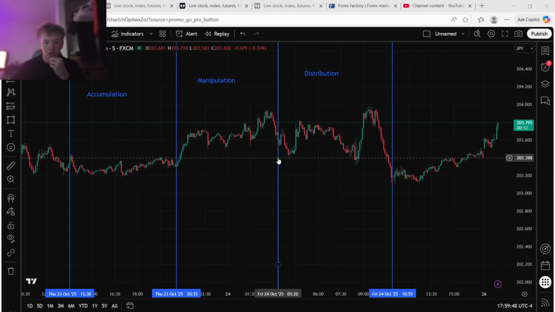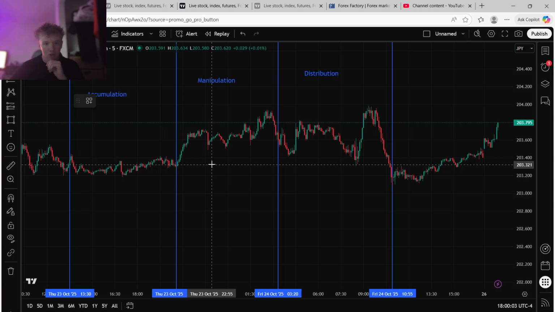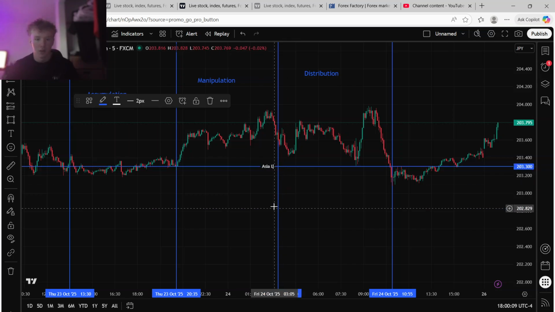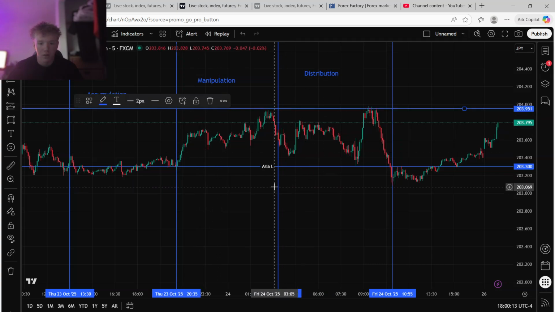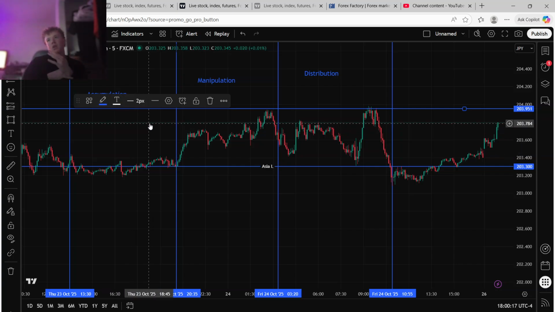So for Asia session, we would go from 20 to, let's get a horizontal line. Okay, so seeing that this is Asia session, it would make sense to say that this is Asia low, and then up here would be Asia high.